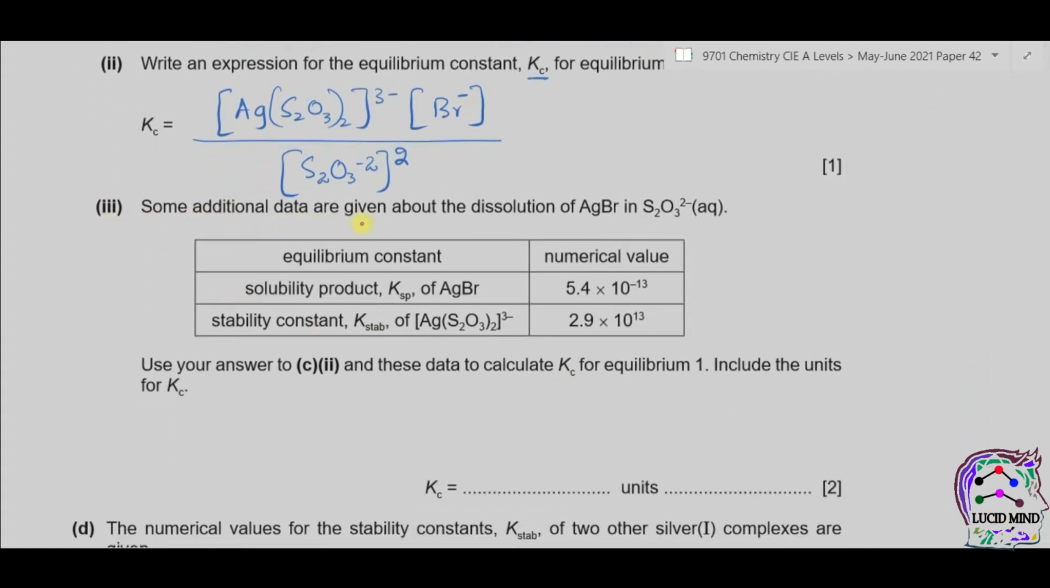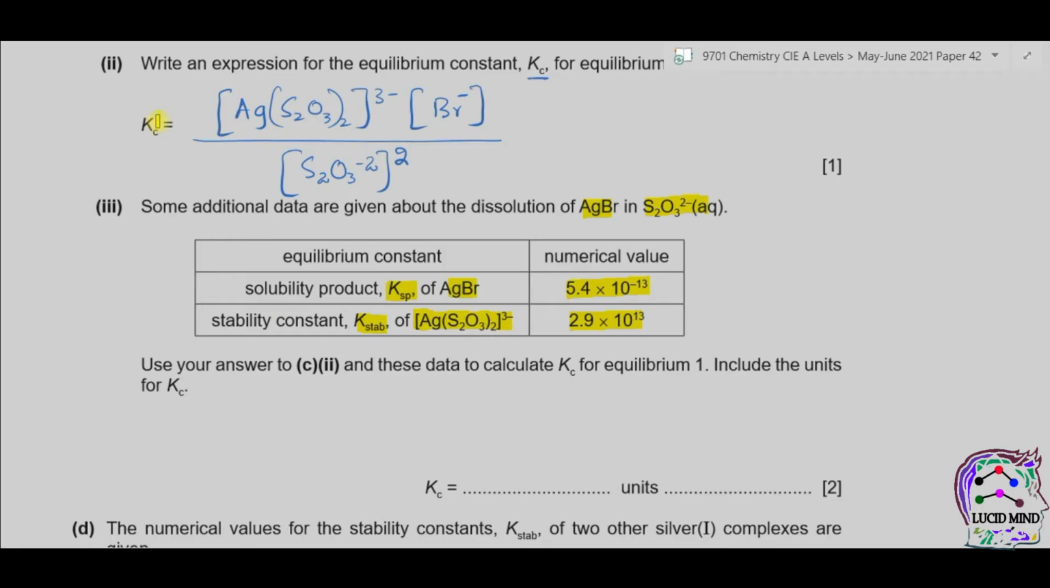Part 3, some additional data are given about the dissolution of AgBr in S2O3 2-. We have equilibrium constant Ksp of AgBr. Now Ksp is the solubility product, and this is for sparingly soluble salts. Sparingly soluble means that the solubility is very low. Now the numerical value is this. Then we have stability constant, K stability of this complex. So K stability is similar to Kc, but it is written for complex ions, 2.9 × 10^13.